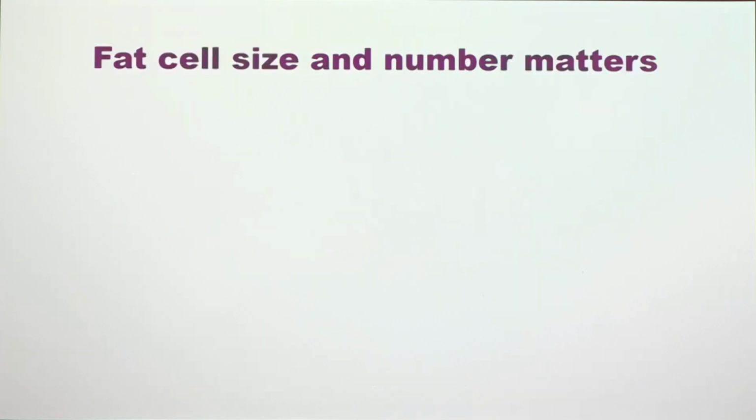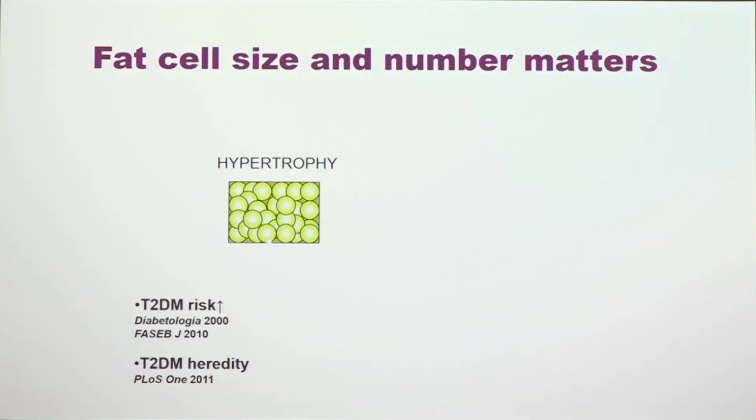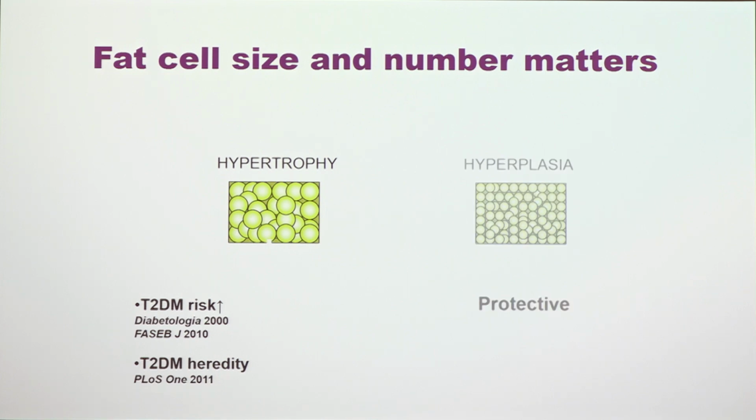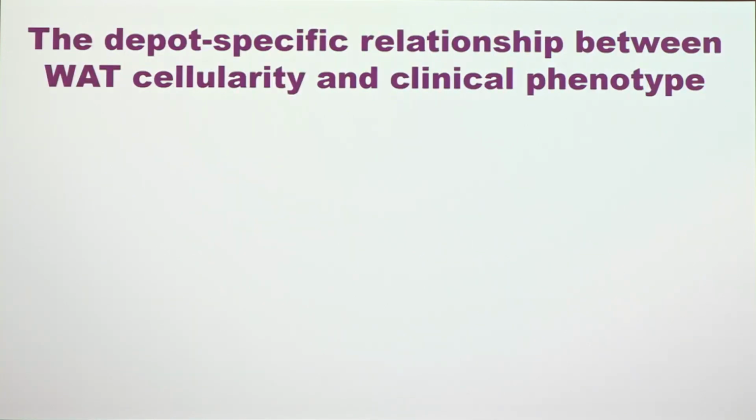I think I skipped this. So this means, and we've shown this and many others have shown this, that if you have a hypertrophic adipose tissue, you actually have a very much higher risk of developing type 2 diabetes. And subjects with hypertrophy in their fat cells also have a much higher risk of having a hereditary history of type 2 diabetes in their family, while hyperplastic adipose tissue seems to be protected.